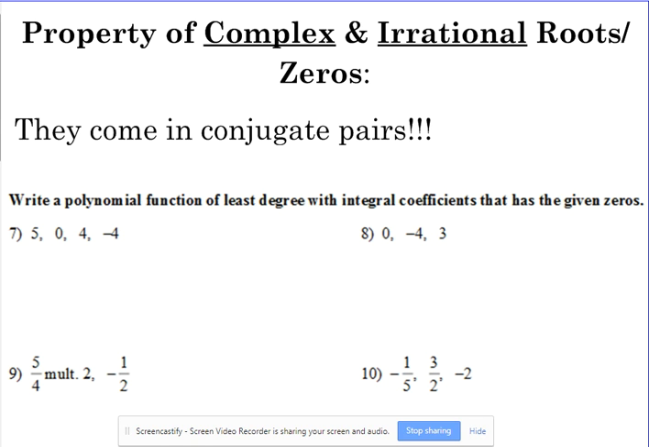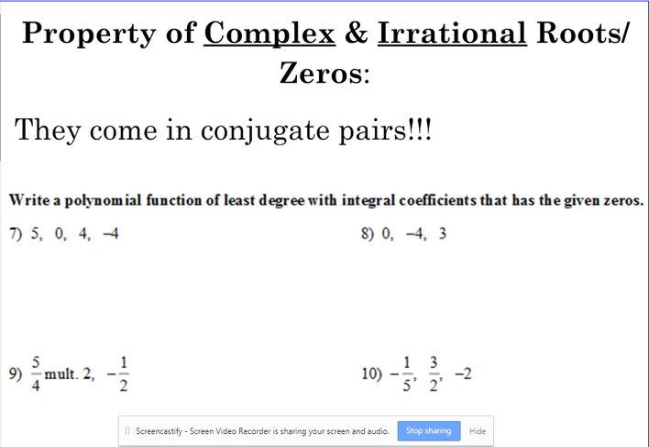There's a property of complex and irrational roots or zeros. You need to know that those words are interchangeable. Roots and zeros mean the same thing, and they should also make you think graphically. That's where it's crossing the x-axis, if it does actually cross the x-axis. But here's the key. They come in what we call conjugate pairs. They come in conjugate pairs.